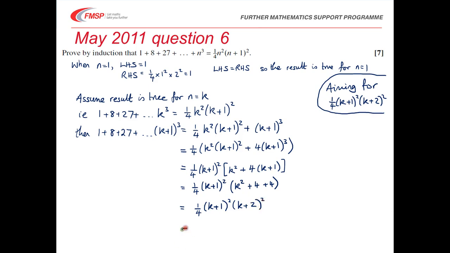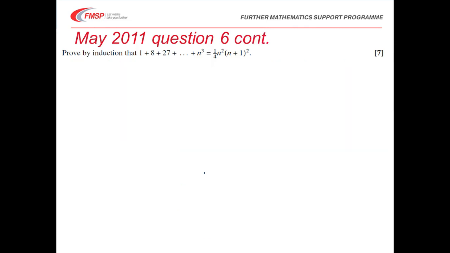Now I'm going to write that out a little bit more pedantically as (k plus 1) squared, (k plus 1 plus 1) squared. But that is the result that I need with k plus 1 instead of n. So I can now do my conclusion. But this is the given result for n equals k plus 1.